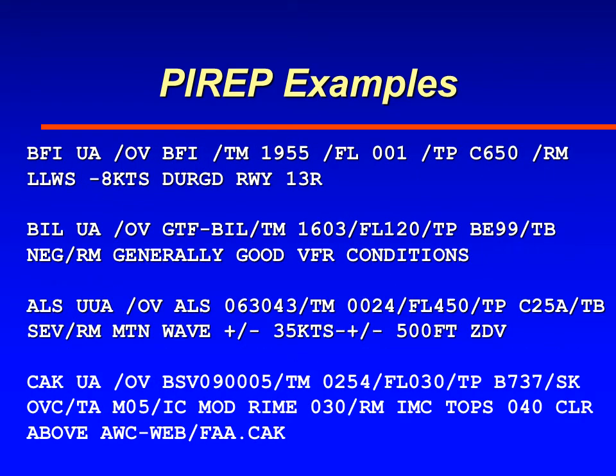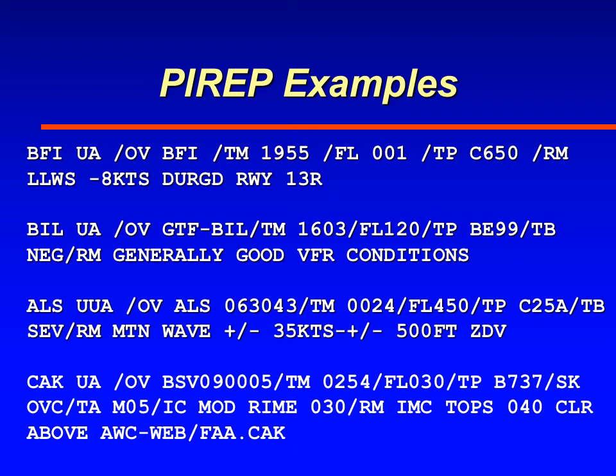Here's a few other examples. BFI is in the Seattle area. It's Boeing Field. Reporting at 100 feet, a citation had low-level wind shear -8 knots during descent to runway 13 right. Next is Billings, between Great Falls and Billings, Montana, at 12,000 feet. Beach 99 is reporting no turbulence, but generally good VFR conditions.